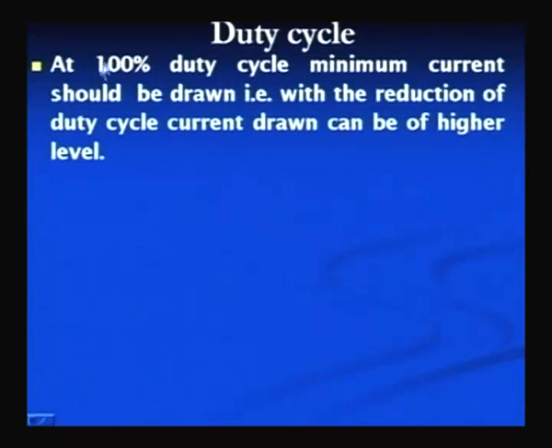Here we will see that if the current is drawn continuously for a period of more than either 5 minutes or 10 minutes, then we say that the duty cycle is 100%. At 100% duty cycle we do not stop the welding operation, and the current is drawn continuously.